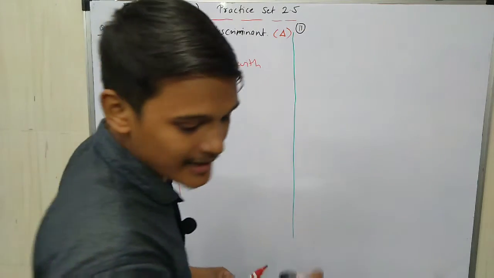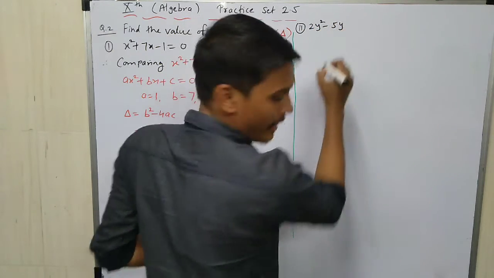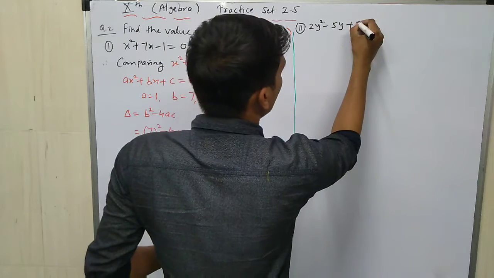question is 2y square minus 5y plus 10 is equal to 0.